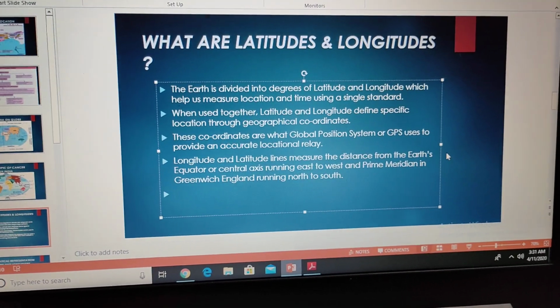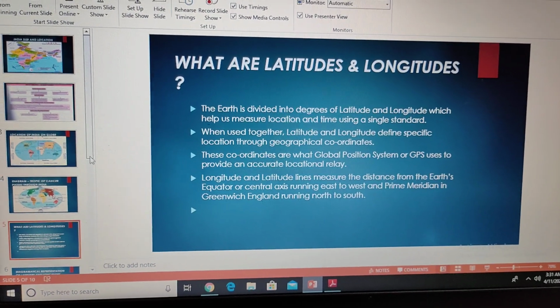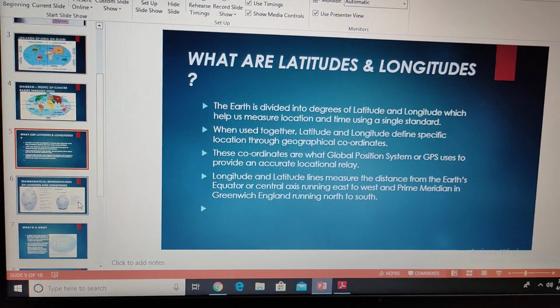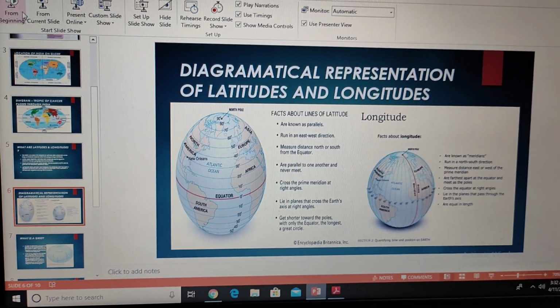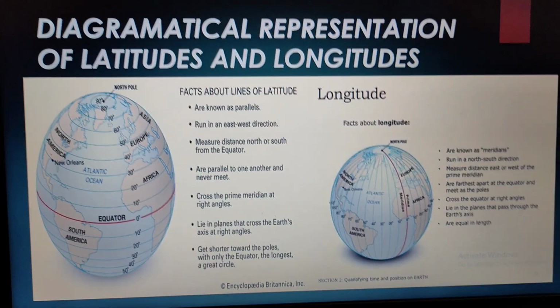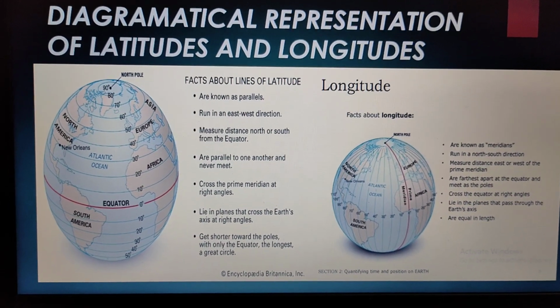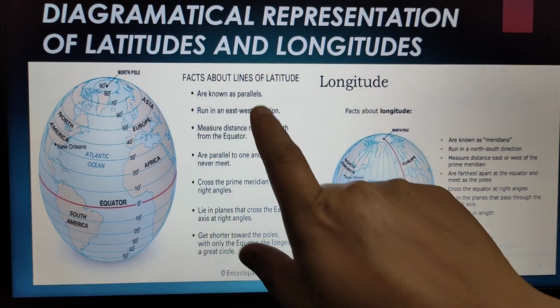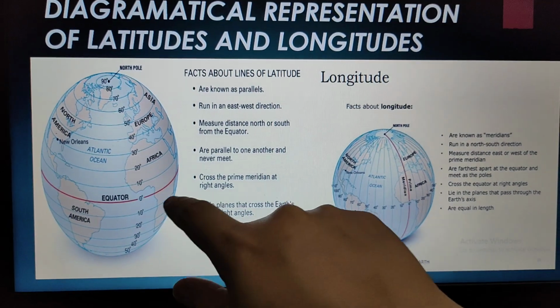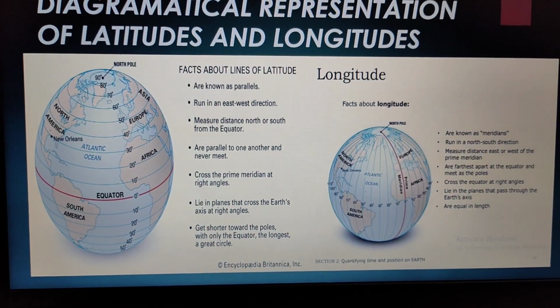Now, for better understanding, what we will do is we'll move to the diagrammatical representation. We'll start the slideshow. Now, the diagrammatical representation of latitudes and longitudes. Now, let's see what are the facts about latitudes and longitudes. If you see, they are the parallels to the equator, known as parallels.